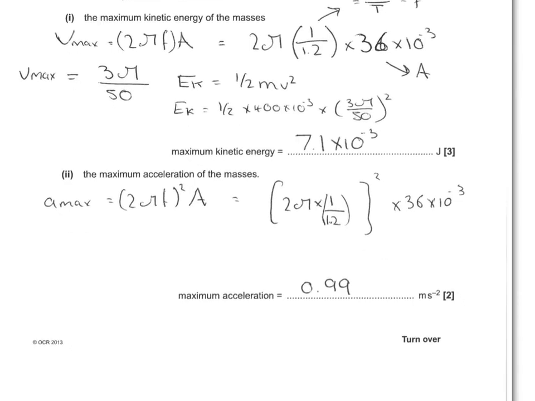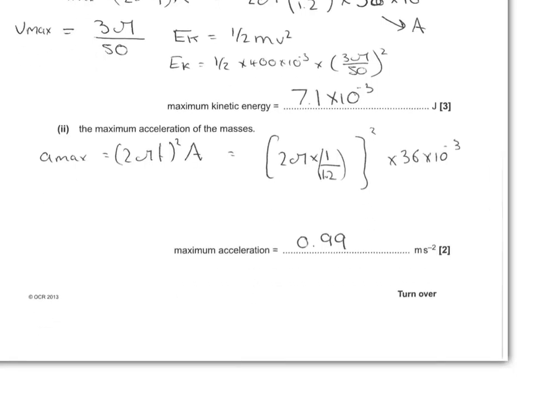Then you want the maximum acceleration of the masses. So here you want to do a max equals 2 pi f squared times amplitude. So you'd do 2 pi times 1 over 1.2, again like we did with the frequency, all squared, times 36 times 10 to the minus 3, because it's in millimeters. And then you have the maximum acceleration of 0.99.